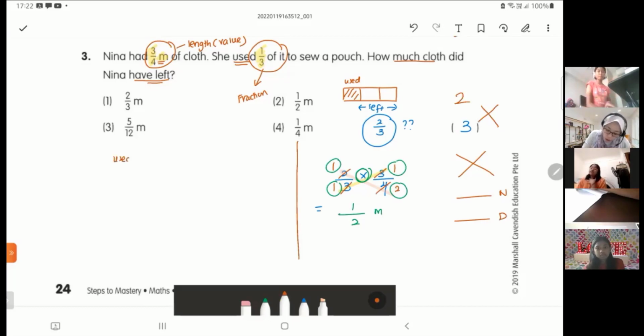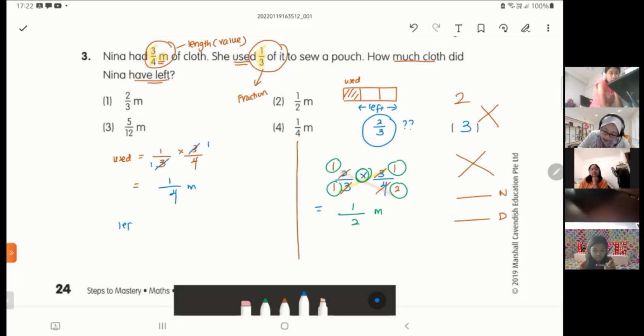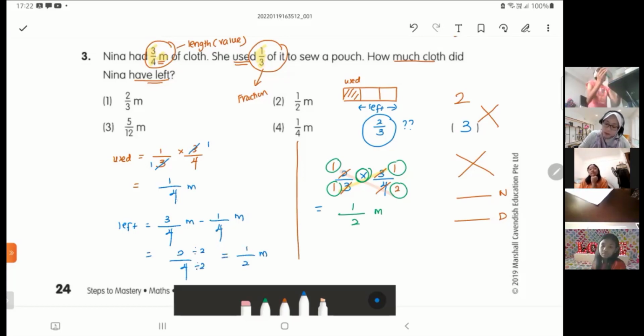So used will be 1/3 times 3 over 4. Same thing, crosswise, 3 and 3 divided. So left with 1 out of 4 meters. I use 1 over 4 meters. So leftover means the length of cloth, take away what I use, equals 2 over 4. Simplify, I get half meter. Same method. Method 1, method 2, whichever you're comfortable with. Okay?